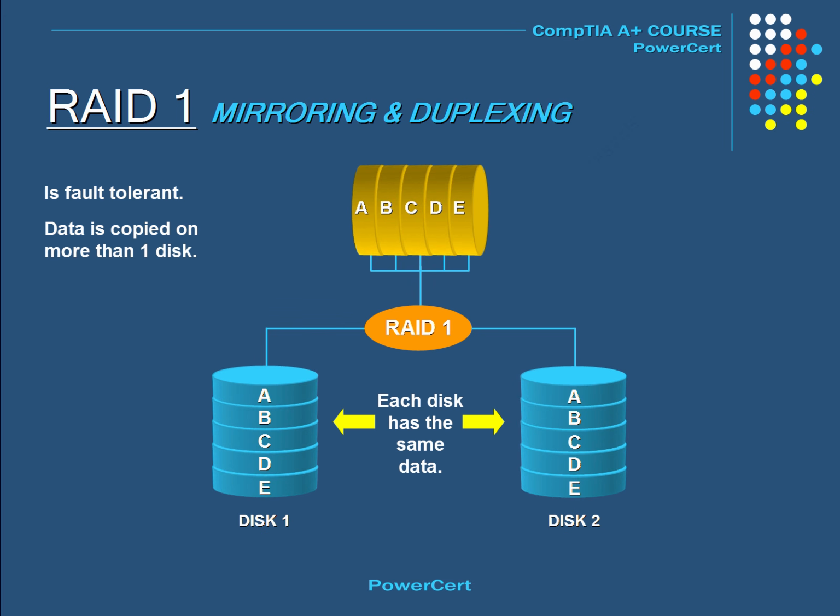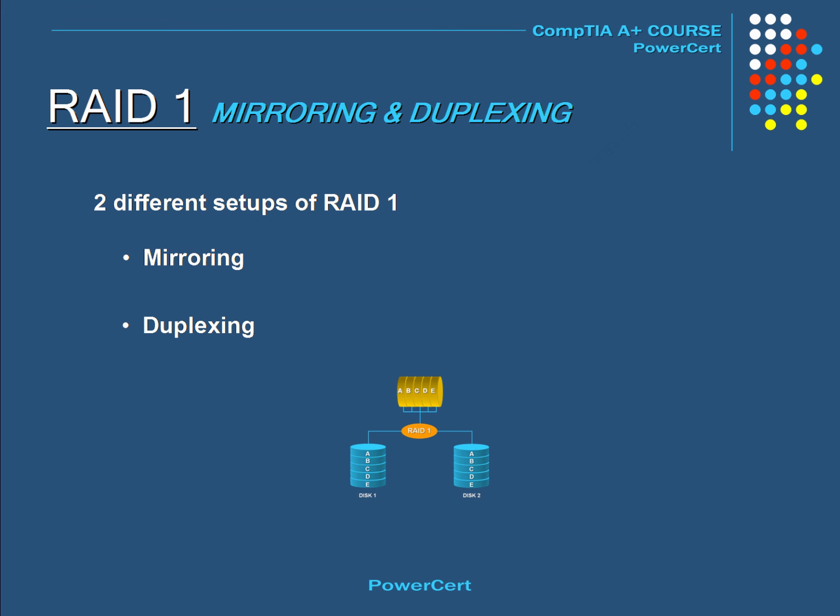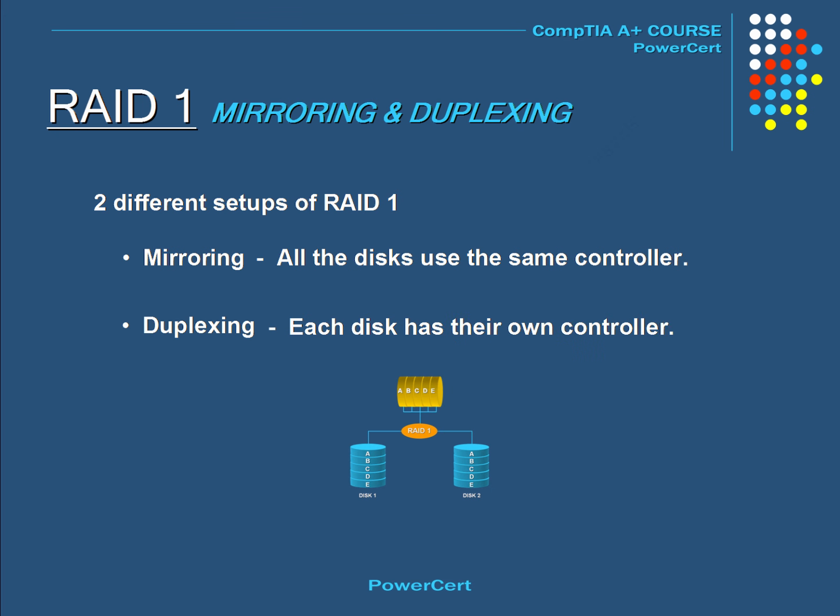There are also two different setups in RAID 1, mirroring and duplexing. Mirroring is when all the disks use the same controller, but duplexing is when each disk has their own controller. So duplexing is more fault tolerant of the two setups because it will still continue to function if a controller goes down.